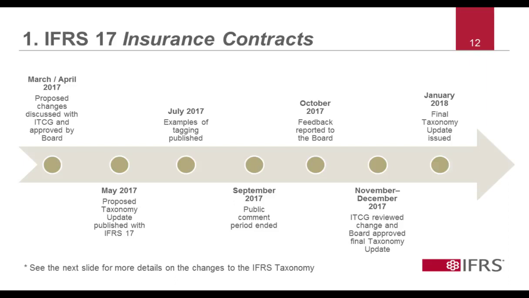The public consultation for this group of changes took place from May to September 2017. The usual comment period of 60 days was extended to 120 days due to the complexity and the extent of changes to the IFRS taxonomy, and that was agreed with the board. Feedback received from that public consultation was then presented to the board and ITCG before the changes were finalized in January 2018.